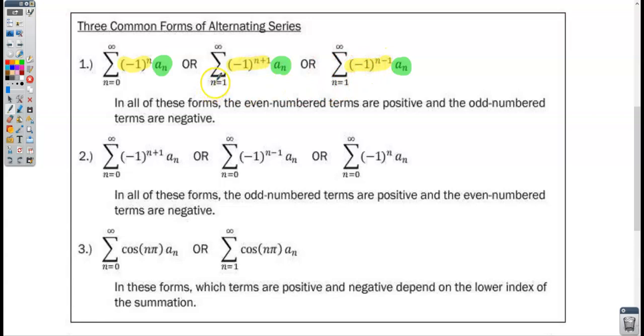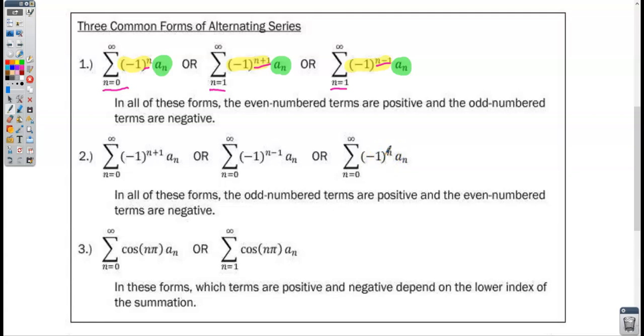And so we've got to pay attention to the index where the summation starts and what our exponents are in these alternating terms. But in every one of these forms, we start with an even numbered term, and all the even numbered terms are positive and the odd numbered terms are negative. In all of these forms, if you look at how it cycles through with the alternator, all the odd numbered terms are positive and the even numbered terms are negative.